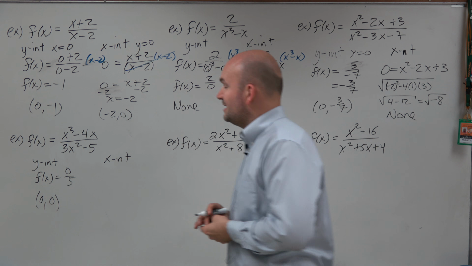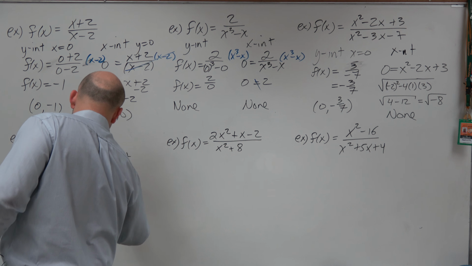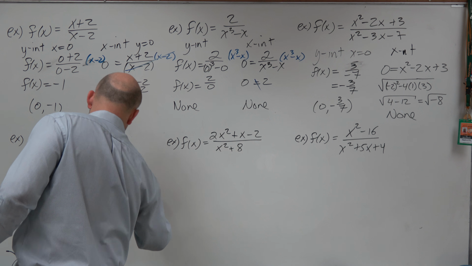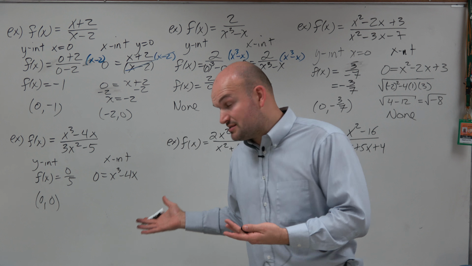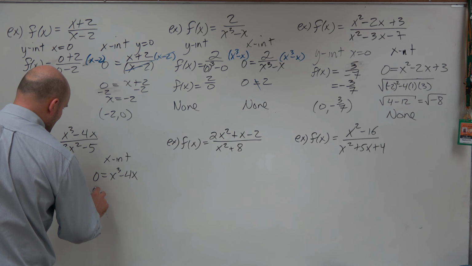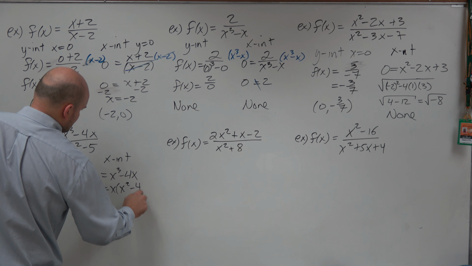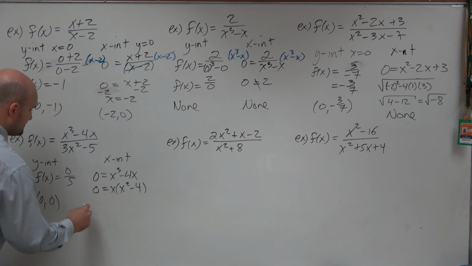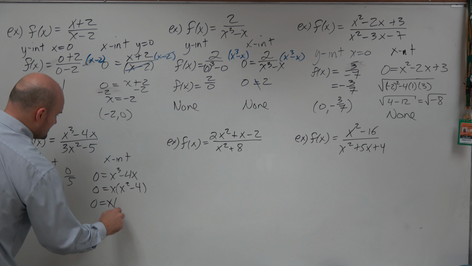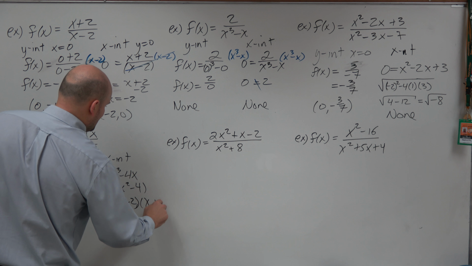again, basically what I'm doing is setting my numerator equal to 0. So I have 0 equals x cubed minus 4x. So to solve this, I want to see if I can factor. I see I can factor out an x. So I'm left with 0 equals x times x squared minus 4. I can factor this further down. 0 equals x times x minus 2 times x plus 2.